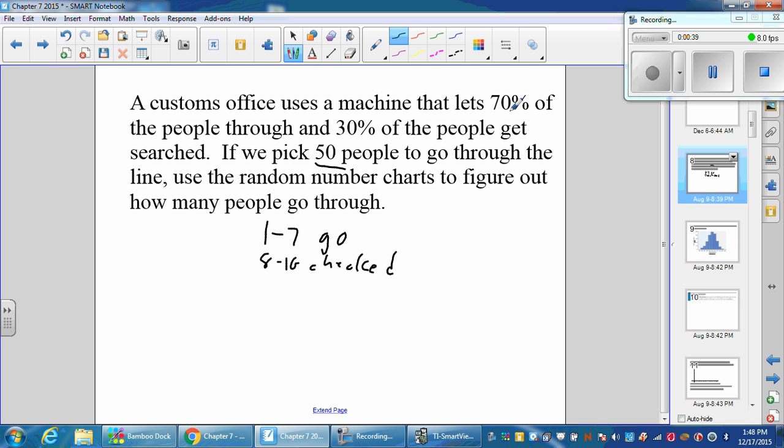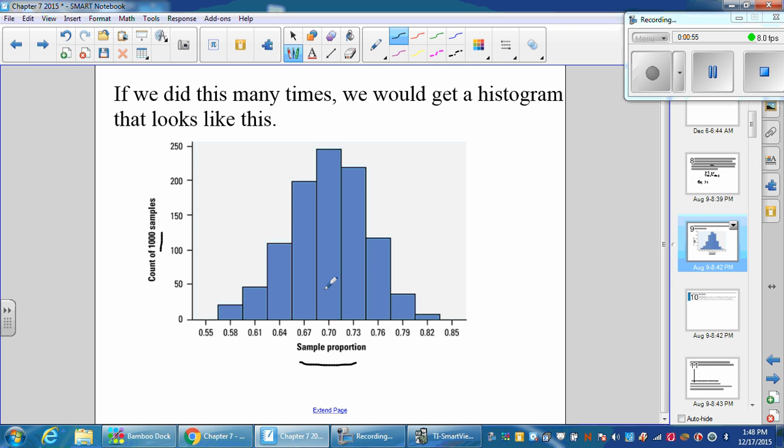Now, if we know 70% are going to go through, we know sometimes it might be down to 68. Sometimes it might be up to 73. But we want to get a distribution of many, many samples. So to save us some time and effort, we have a distribution here. As you can see, the largest value is at 70%. That's what we would expect. But sometimes it's a little bit more and a little bit less.